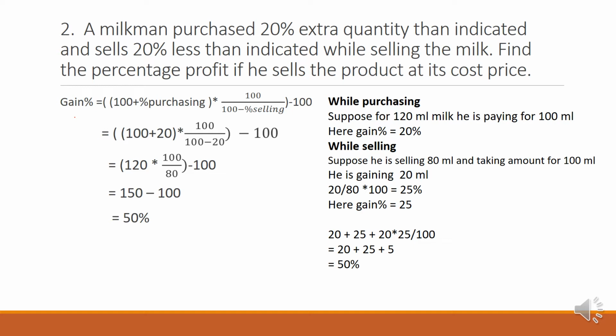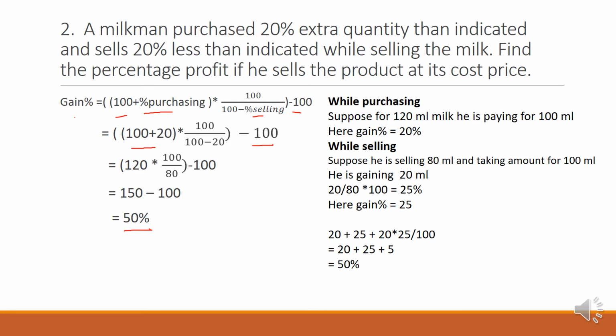Gain percentage is equal to 100 plus percentage extra quantity while purchasing into 100 by 100 minus percentage less quantity while selling whole minus 100. So by substituting the values in the formula, we will get the answer. After substituting it, 100 plus 20 into 100 by 100 minus 20 whole minus 100. After solving this, we will get the answer as 50%.